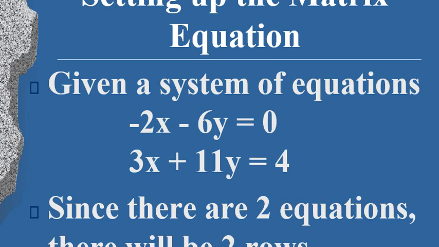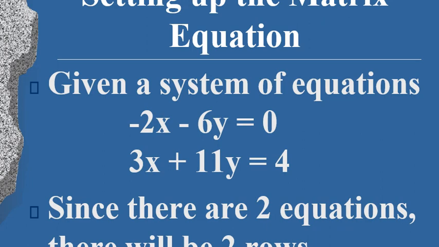Okay, so write this example down. If you haven't written anything down yet, that's fine. Just write this example down so that you can see how I'm going to switch it into a matrix. So we've got negative 2x minus 6y equals 0 and 3x plus 11y equals 4.